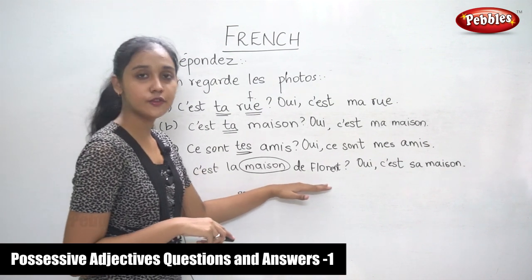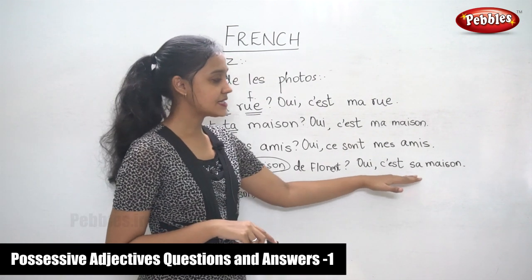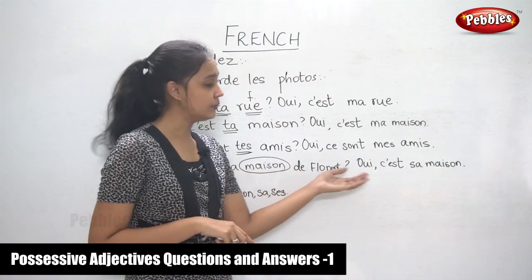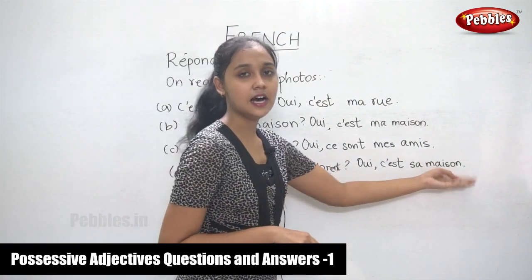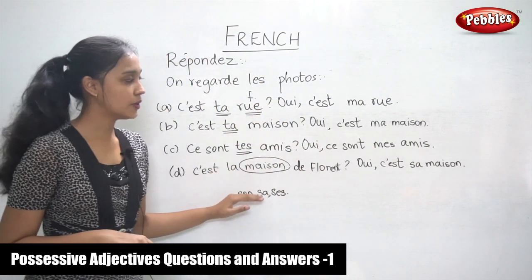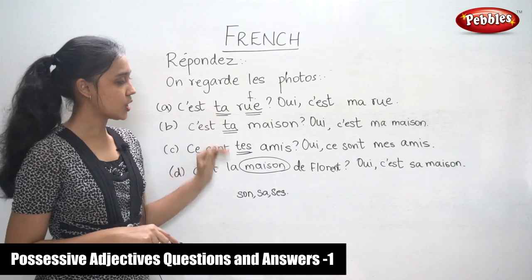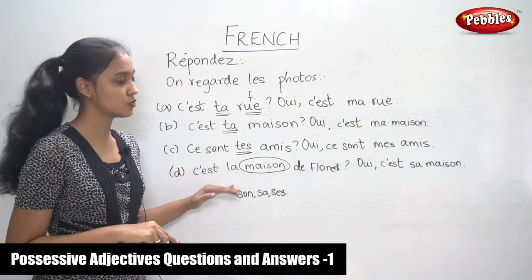C'est la maison de Florent. Oui, c'est sa maison. It is the house of Florent. Yes, it is her house. So, now we know how to answer the questions using the possessive. So, I'll give you some more sentences to practice.